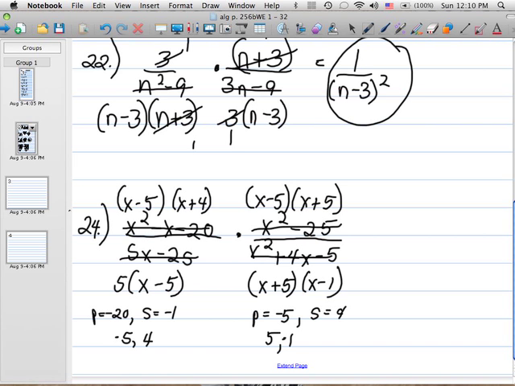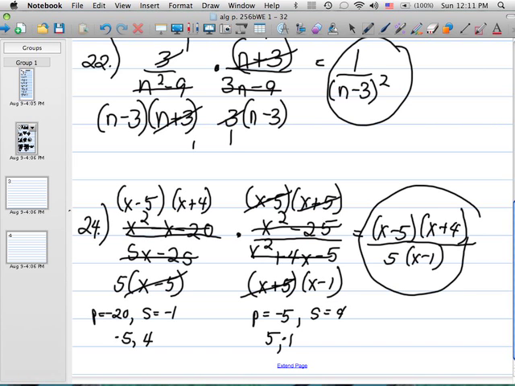So let's see what we can cancel. The x minus 5 here and that x minus 5 go out. We can take an x plus 5 out. So that leaves on top an x plus 4 and an x minus 5, those two factors. And on the bottom we have a 5 and the quantity x minus 1. And that's our answer.